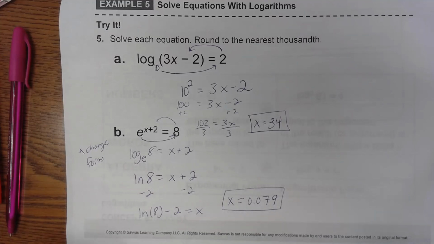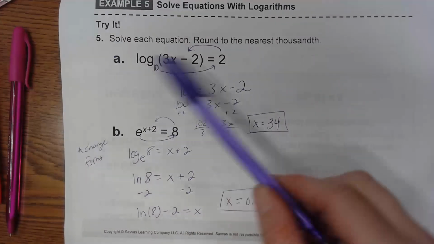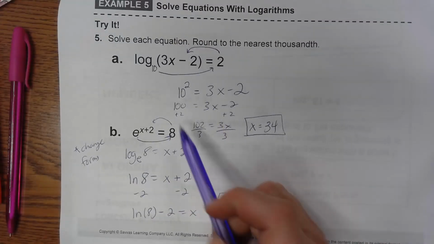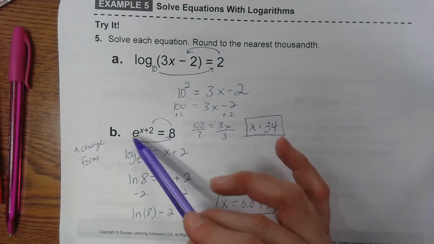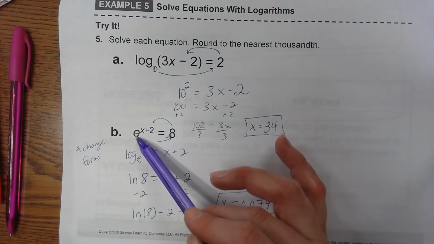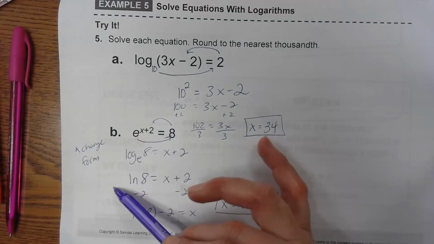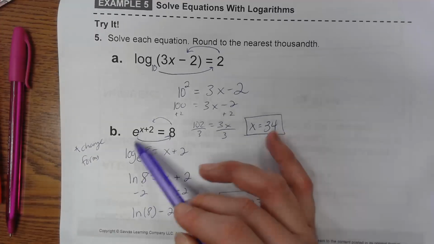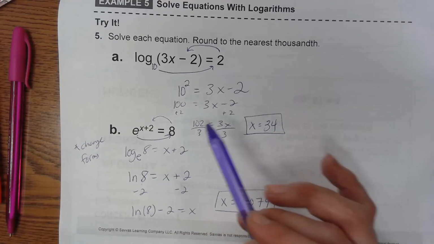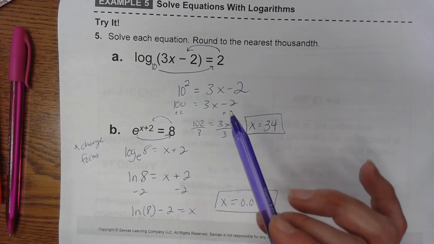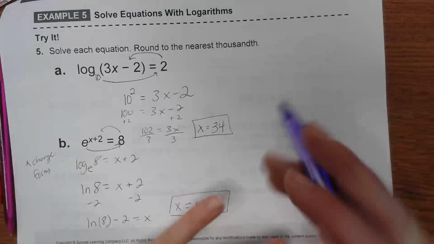So, recap. Log base 10 is when there's nothing written there. Anything with base e, we have the ln, which is base e, and that's how we're going to go back and forth between those two. So that concludes the lesson.